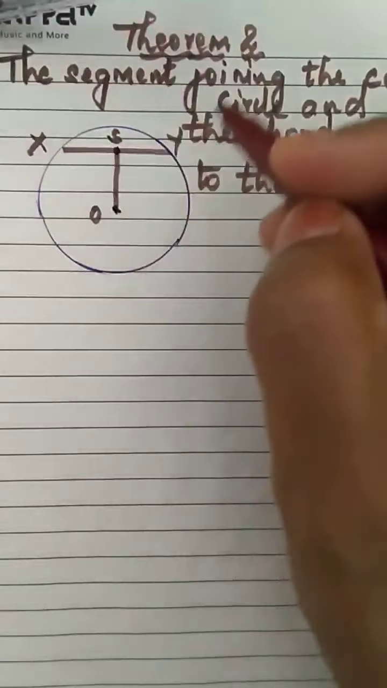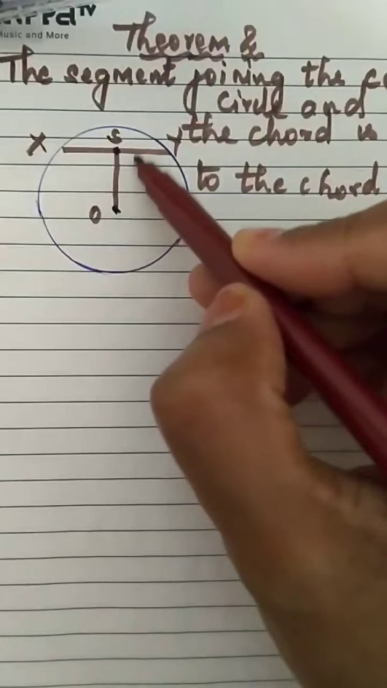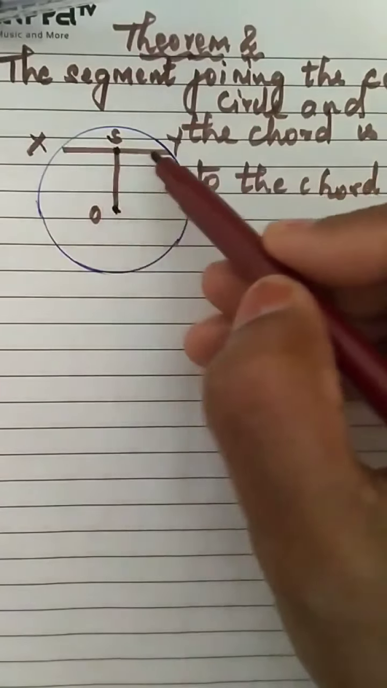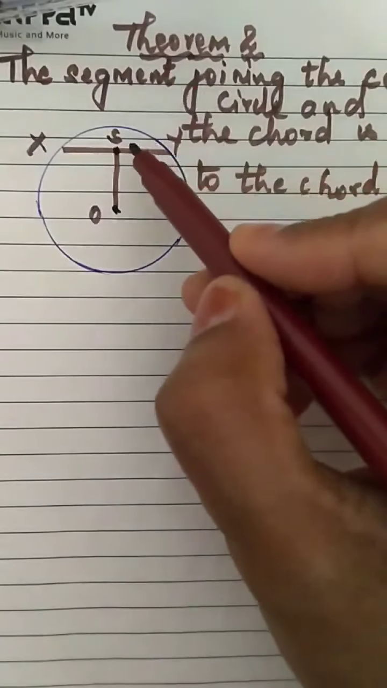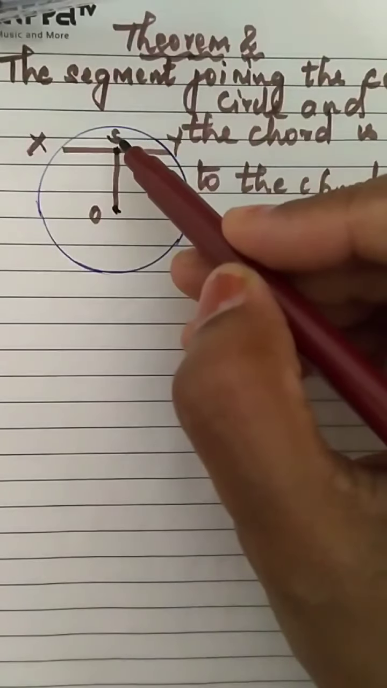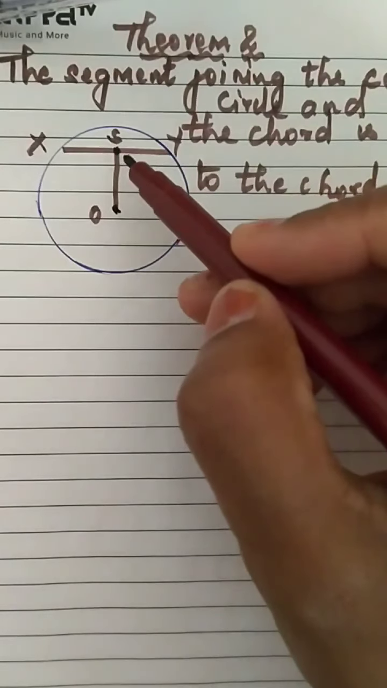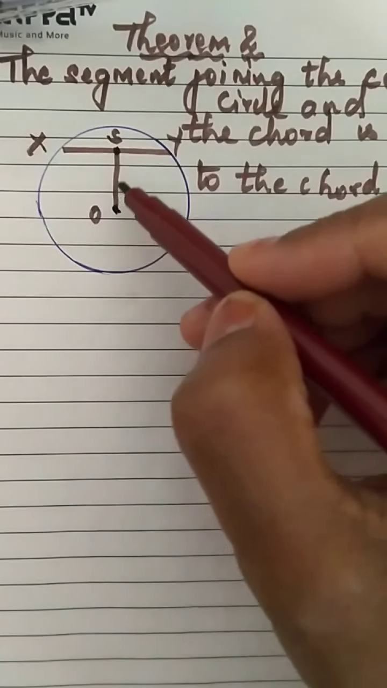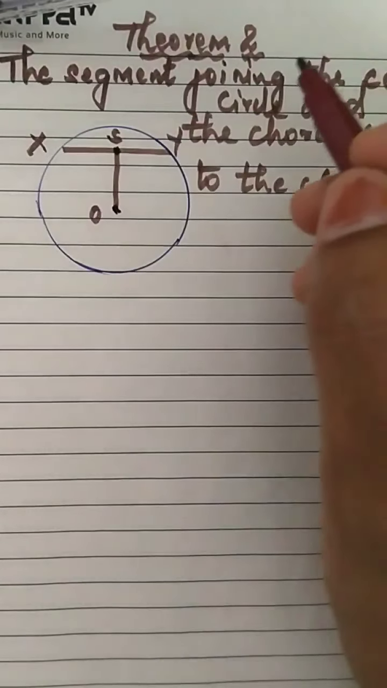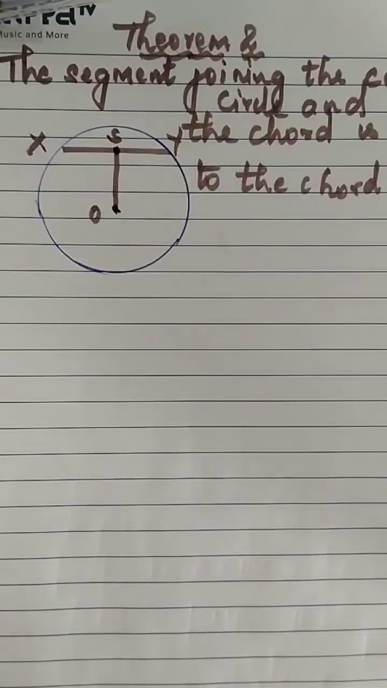Just the reverse, no? In the previous property, perpendicular was given. Perpendicular from the center to the chord will divide the chord into two equal parts. That means S will become the midpoint. Now here, midpoint is already given and we have to prove that this OS is perpendicular to chord XY. Okay? So write down given circle with center O.